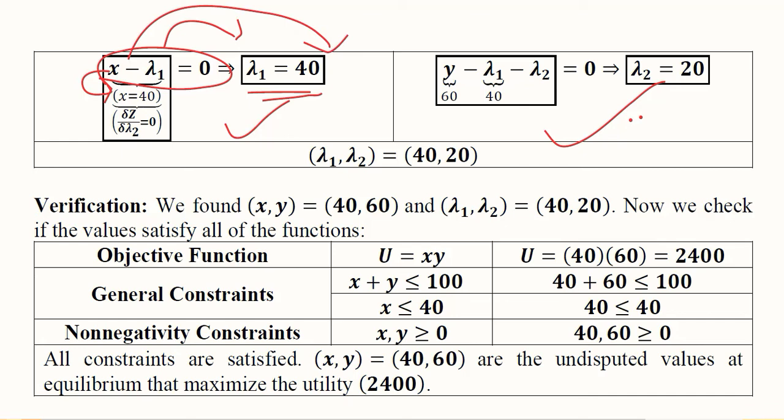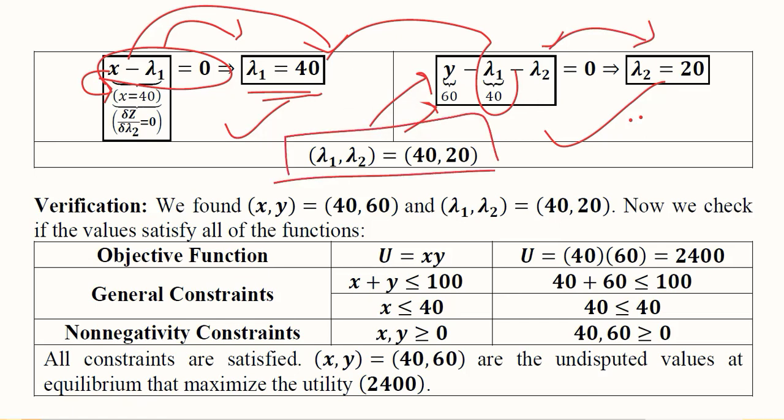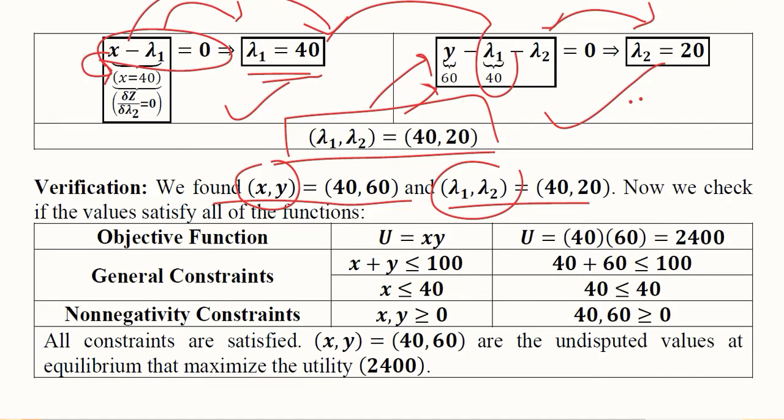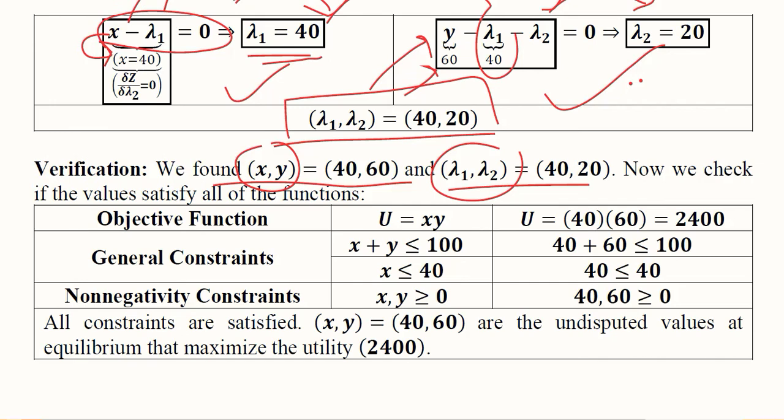Then we have to find the value of lambda 2, for which we know the value of y, which is 60, which is already found, and lambda 1 is also found, and that is equal to 40. So lambda 2 is now found to be equal to 20. Lambda 1 and lambda 2, both of them are now evaluated. Now we can use all four of these values, that is the value of x and y and lambda 1 and lambda 2, to verify if we have actually found the critical values, or those values that will maximize the utility. So let's start from the objective function.